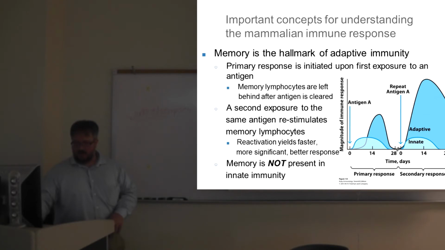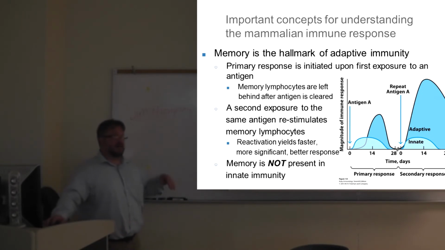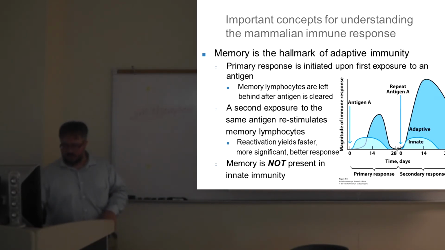Reactivation yields faster, more significant, better responses, especially in B cells. The first time B cells respond, and the second time they respond, their antibodies usually have higher specificity, so it's actually a more robust response. Memory is not present in innate immunity.